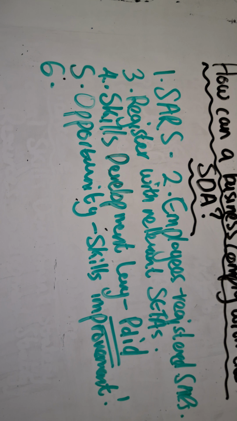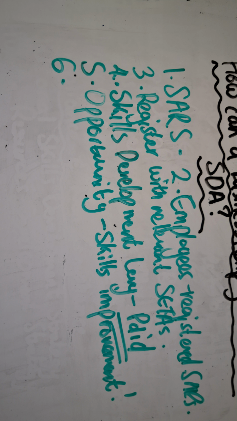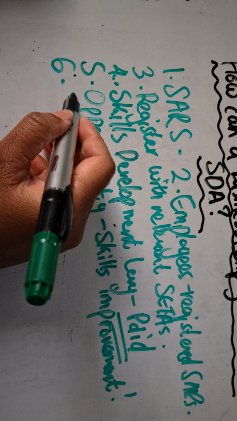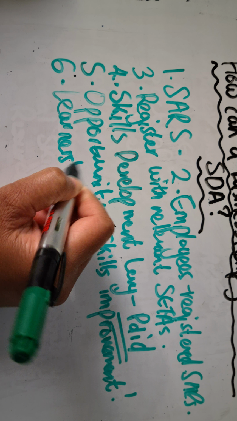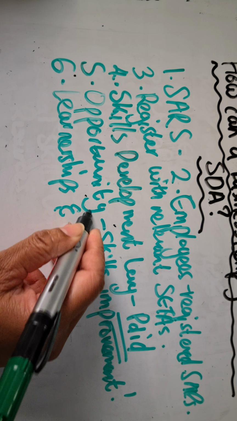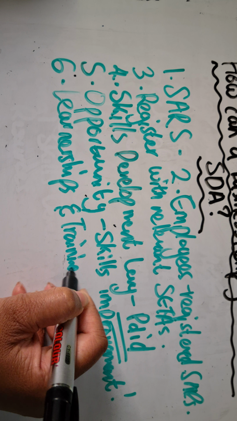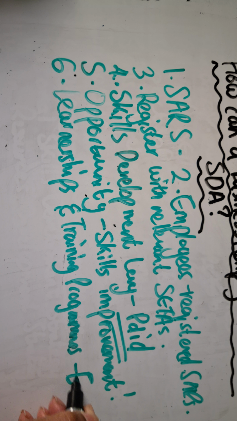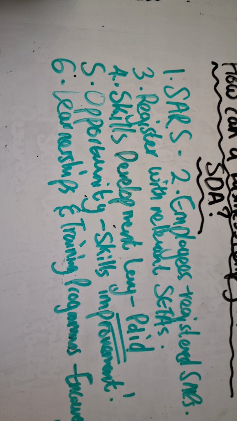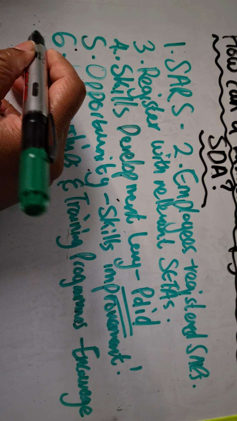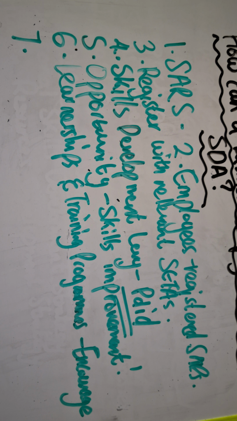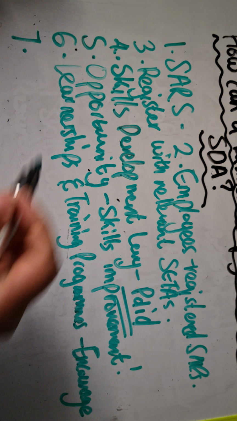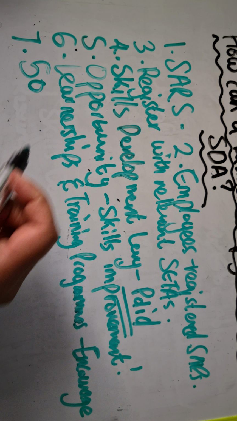Number 6, motivate or encourage employees to participate in learnerships and training programs. Number 7, if a business has 50 or more employees, it must have a skills development facilitator.